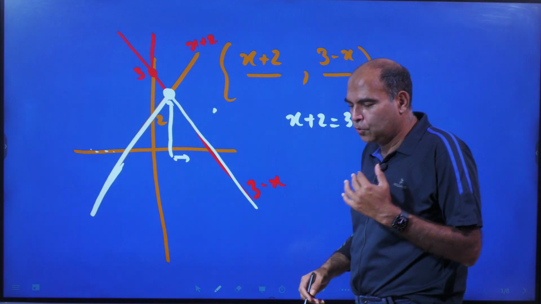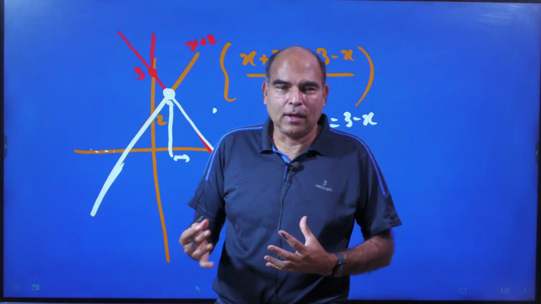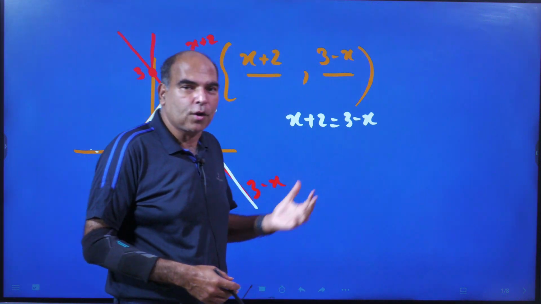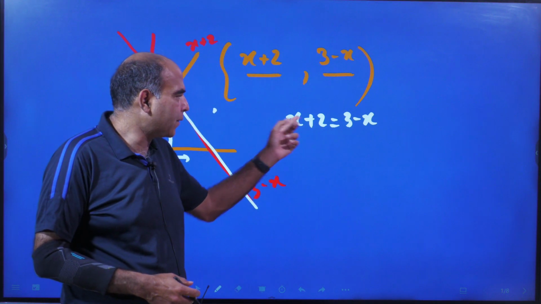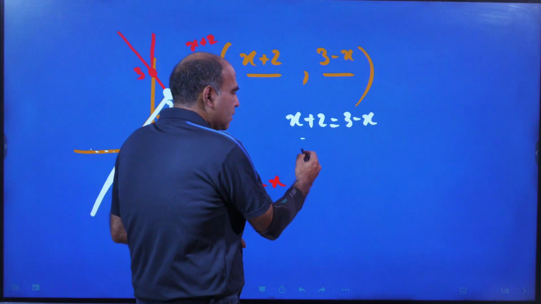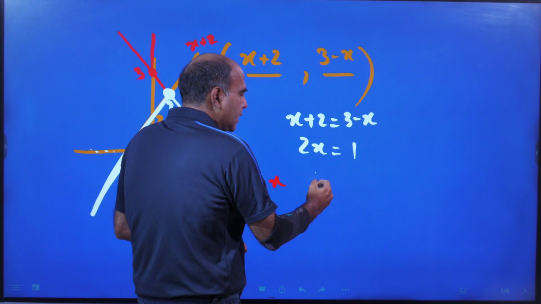For any two functions, if you equate the two functions, the value of x you get is the intersection point of the two functions. So if you just equate these two, what you will get is 2x equals 1, or x is equal to 0.5.